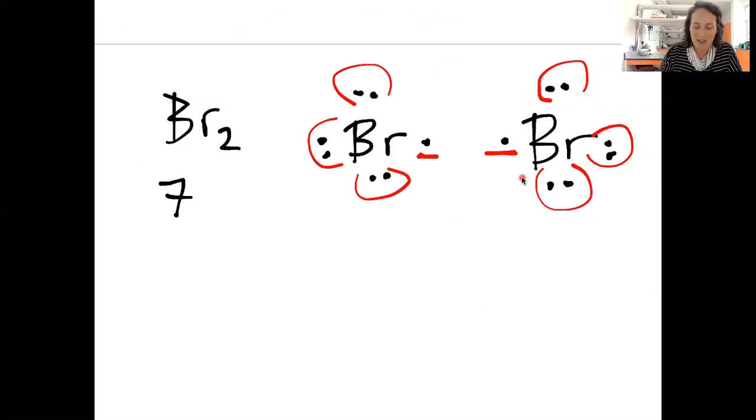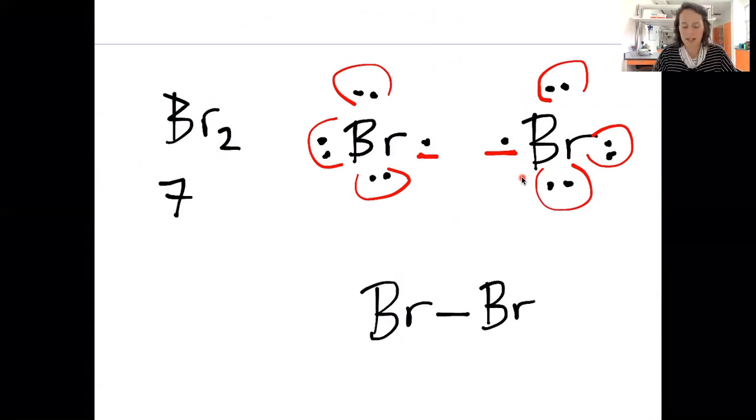So if I were to draw the correct structure of Br2, I would draw the 2 bromine atoms with a single bond in between them, right? And that single bond is these 2 electrons. And then I would draw, each bromine should have 3 lone pairs. And that would be how you draw Br2.